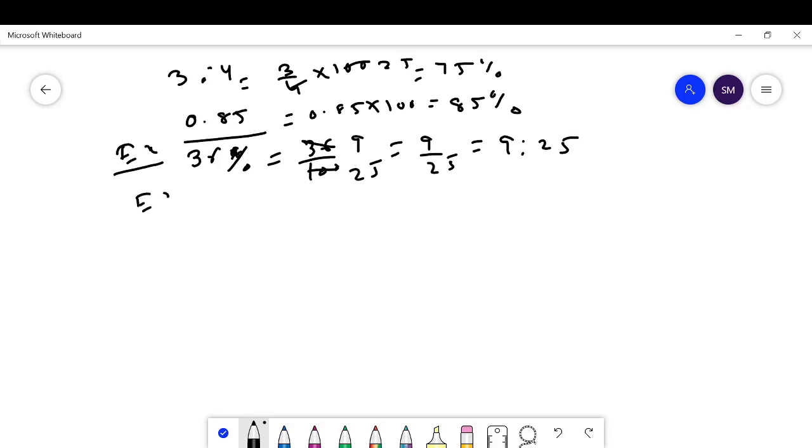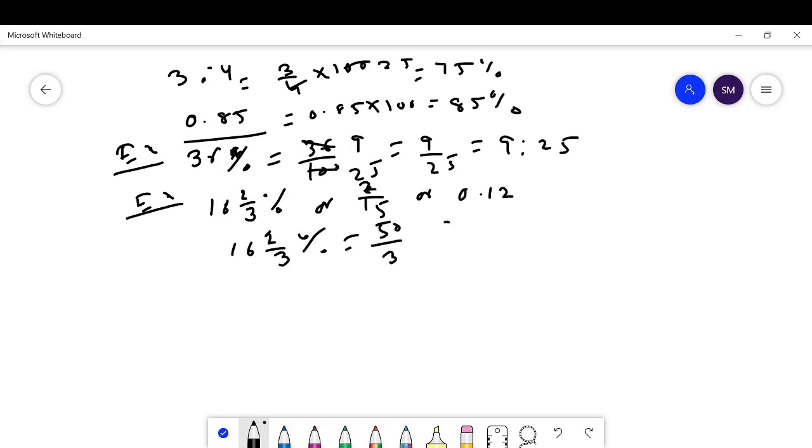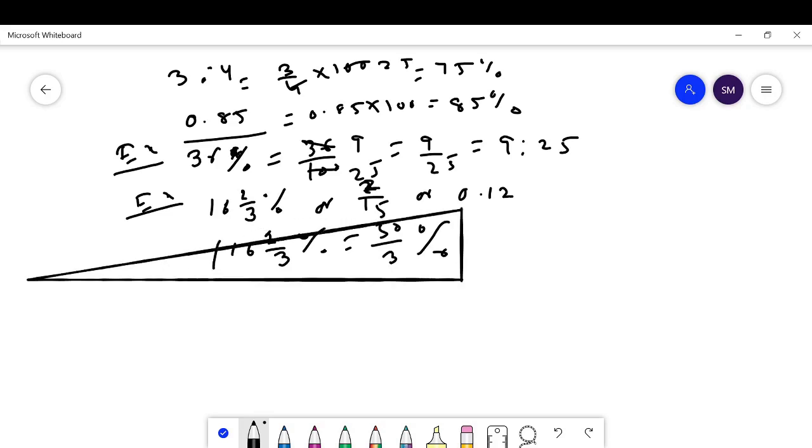Suppose you are given another example. Which is largest: 16 whole 2 upon 3 percent, or 2 upon 15, or 0.12? 16 whole 2 upon 3 percent means 50 upon 3 percent. Here the fractions are given, so convert all into percentage form. This is 50 upon 3%.